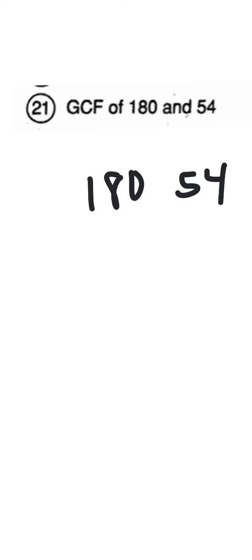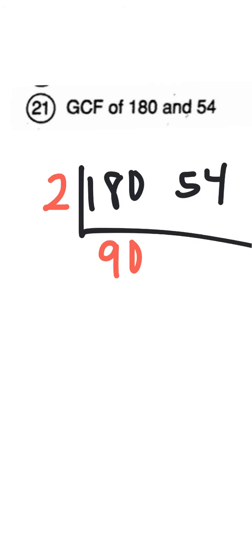All right, I'll do one more. The last one I'm doing is number 21. I'm going to always start off by writing my two numbers. I have 180 and 54, right? I'm going to draw. Ooh, that didn't work. Let's go back. Sorry, I'm using this pen and it's not working very well for me. So 180 and 54. I'm going to divide these by 2 because they're even, right?